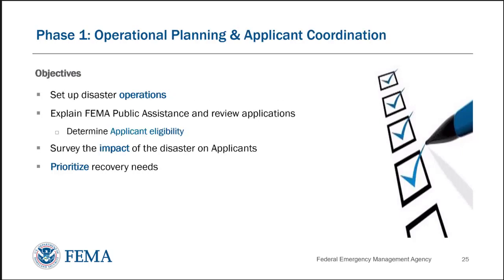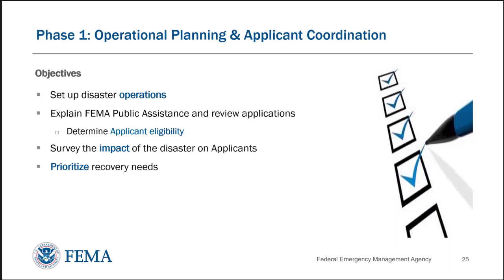So phase one, you're setting up disaster operations. You're reviewing FEMA's public assistance, determining that eligibility, starting to get to the bottom of it by checking out the impact of the disaster on applicants. Like, in other words, all right, you're at that school. It's a school. It's not a hospital. The hospital probably has a higher priority if it's really damaged than, say, the school itself. But the applicants, they're going to start making these assessments.